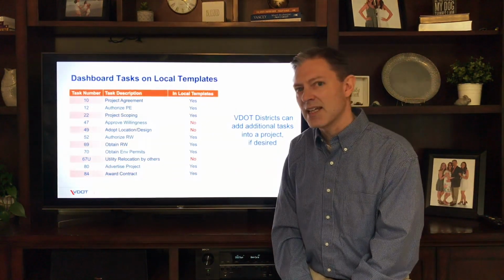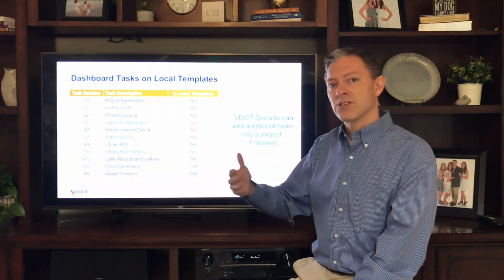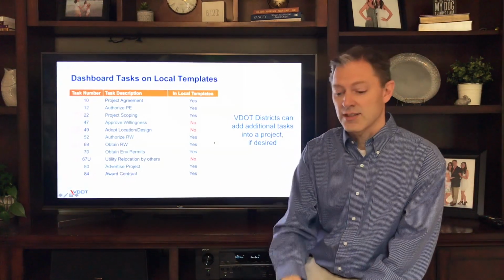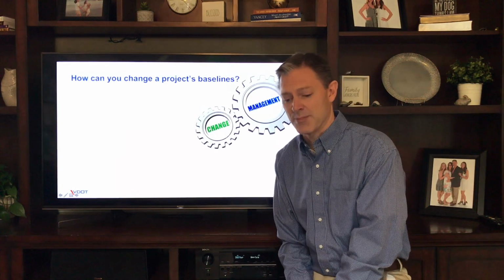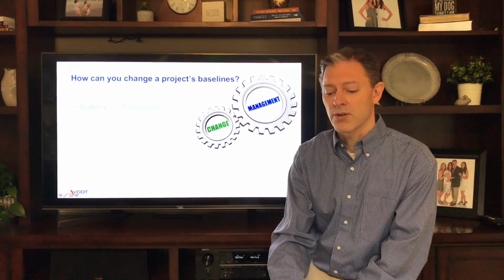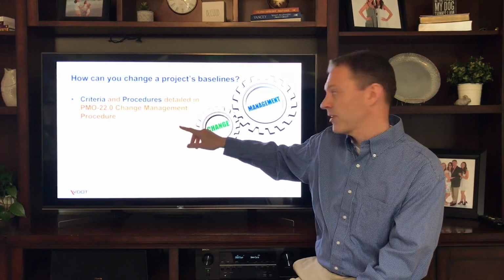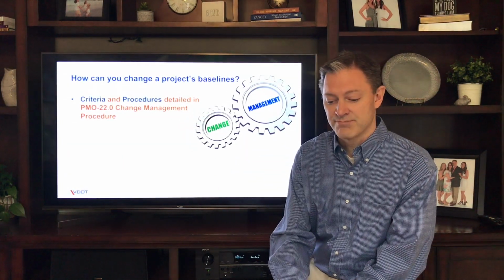Now, that doesn't mean they can't be added. So they can be added, which gives you additional milestones on the dashboard should you so choose. And if you want to add them, talk to the VDOT districts and they can work with you. So how do you change a project's baseline if you feel it isn't right, or you would like to change? The criteria and the procedures are detailed in the document I mentioned earlier, PMO 22.0, the Change Management Procedure.